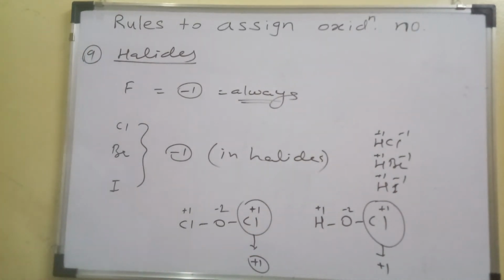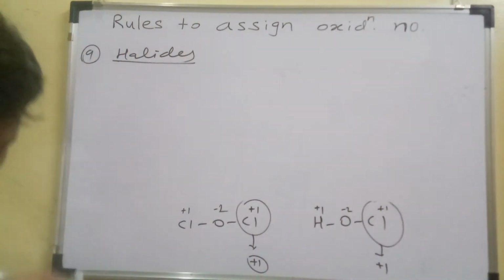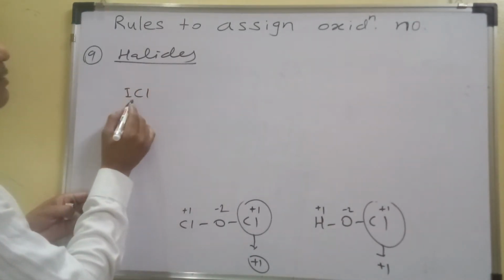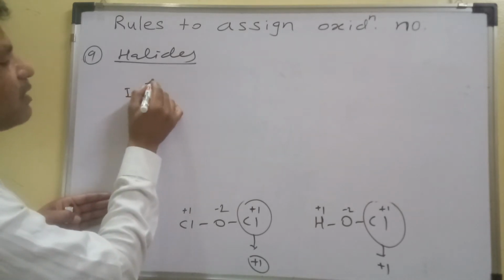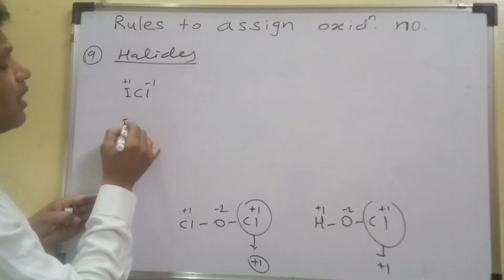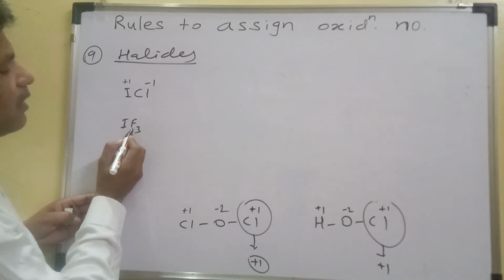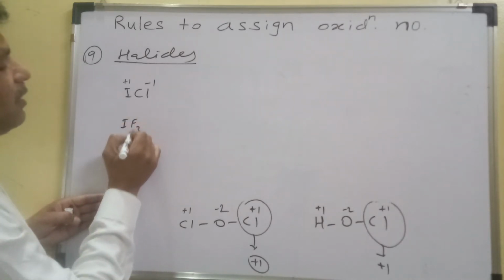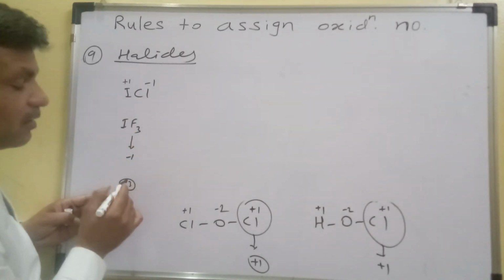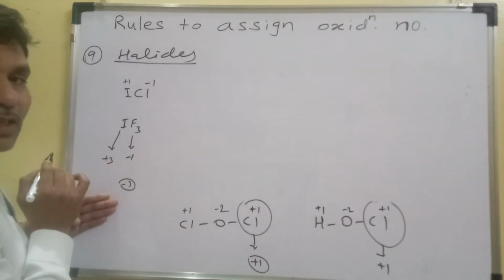Whereas in interhalogens, these carry different charges, different oxidation numbers. Example, ICl, in which the more electronegative element carries -1 charge and the less electronegative carries +1 charge. Suppose IF3, this fluorine 3 times. So this carries -1 on 1 fluorine. There are 3 fluorine, so total charge is -3. To balance this, iodine must carry +3 charge. This iodine has a +3 charge.